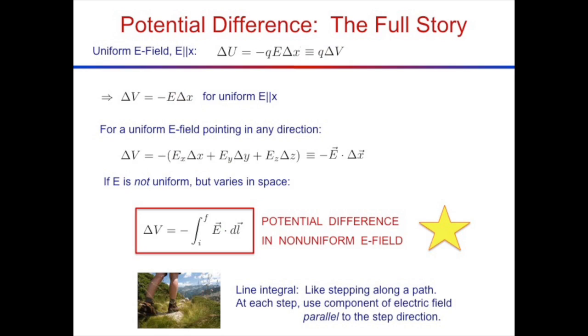Now if the electric field is varying in space, we have to use some calculus. I'm going to think about an electric field that varies in space, and I have some path I want to take here. At each spot on the path, think of just taking a little step, a step delta x. At every step delta x, I'll take the electric field parallel to the direction I'm moving, multiply by the distance I just went.